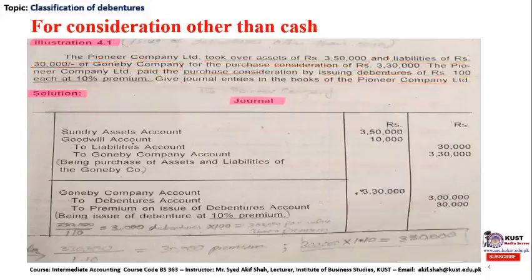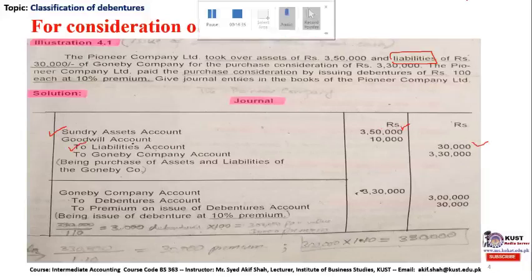So what we have extracted and understood from the above question is that the Pioneer Company has purchased certain assets. So therefore sundry asset account has been debited with 350,000 rupees, and as well as taken up the liabilities of the gone by company. So therefore the Pioneer Company's liability has been increased by 30,000 rupees. So we have written in the credit column because the increase in liability has been recorded by credit.